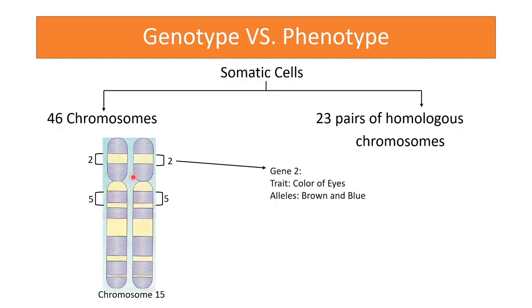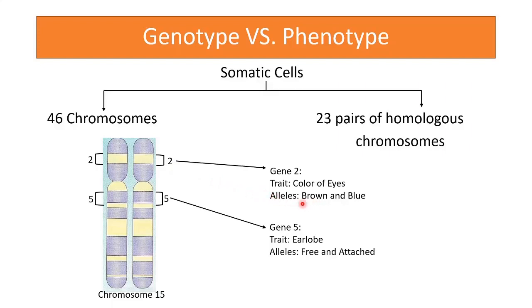If I consider on chromosome number 15, gene number 2 as responsible for the color of eye, and gene number 5 as responsible for the earlobe, then here in both genes 2 of both chromosome 15, this gene is responsible for the color of eyes. Now, what is the difference between these two homologous chromosomes?